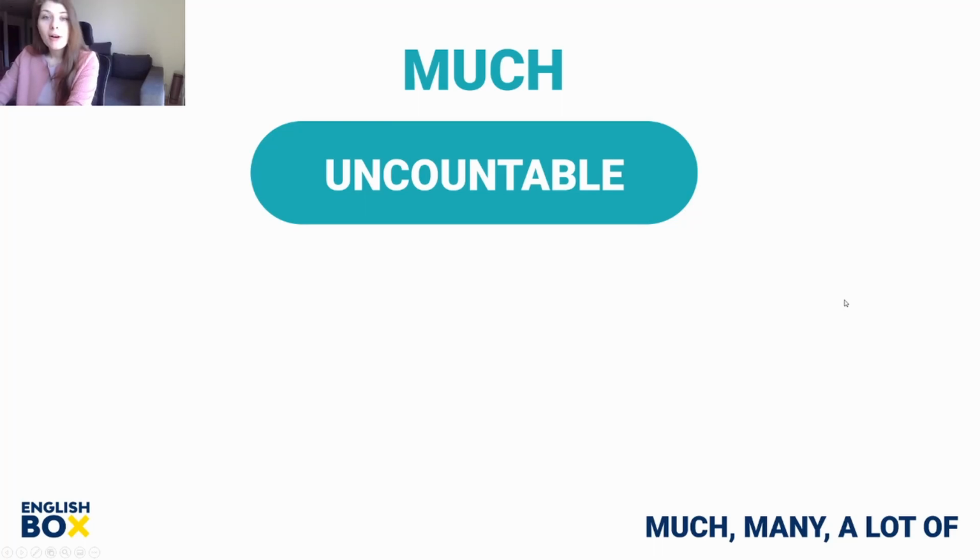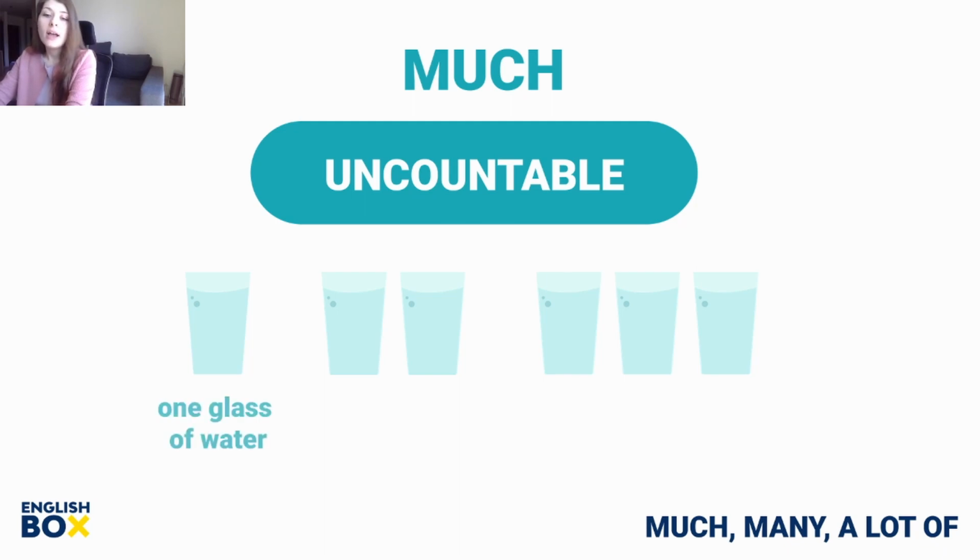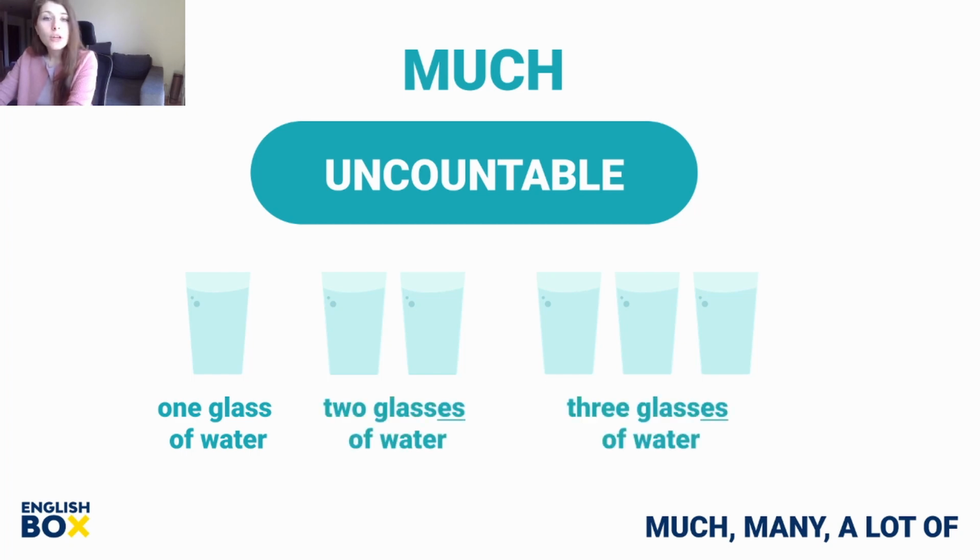Now, when we talk about uncountable nouns, we think of something that we cannot count. Water is a perfect example here because water is a liquid and you cannot count liquid. So you can't say 1 water, 2 waters, 3 waters. This is very, very wrong. What you can count here though are glasses of water. So you can say 1 glass of water, 2 glasses of water, 3 glasses of water because they are countable.